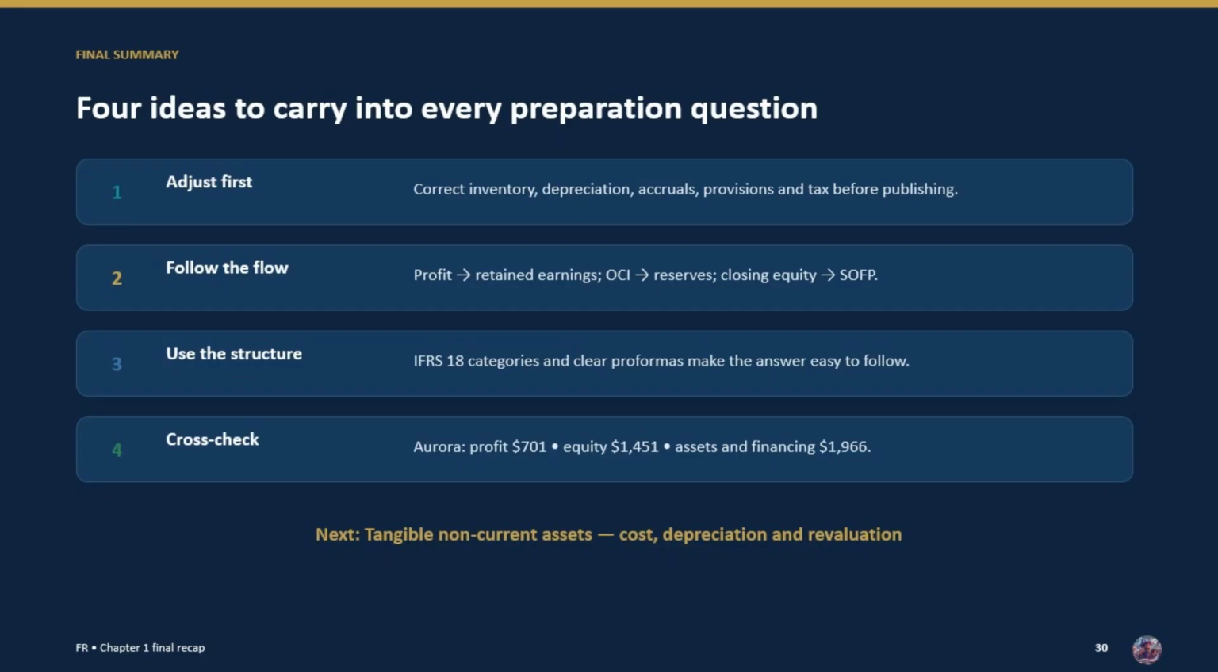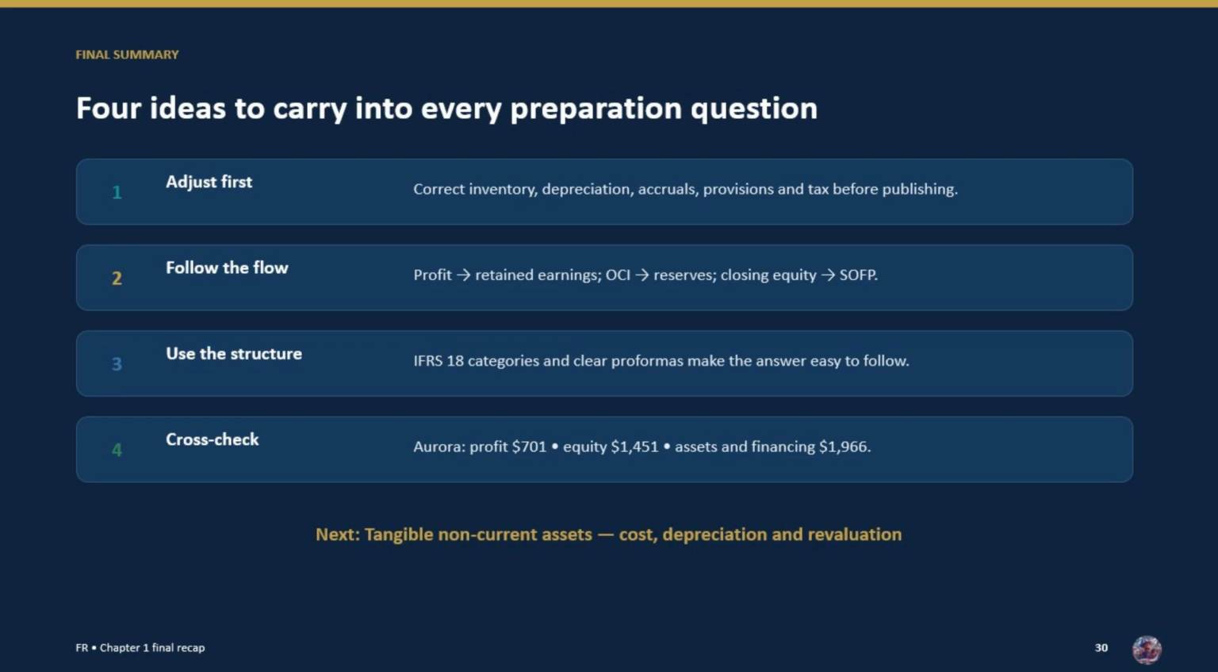We began with one trial balance. You can now process the year-end adjustments, prepare 3 connected financial statements, and prove that the final figures agree. Remember the 4-step method. Adjust first, follow the flow, use a clear IFRS 18 structure, and always cross-check. For Aurora, profit is 701, closing equity is 1,451, and total assets equal total financing at 1,966. Before moving on, attempt one full single-entity question and label every working before transferring your figures.